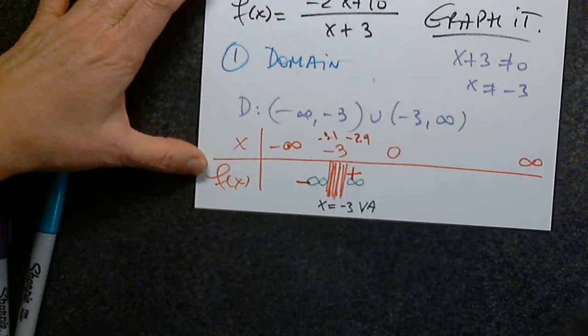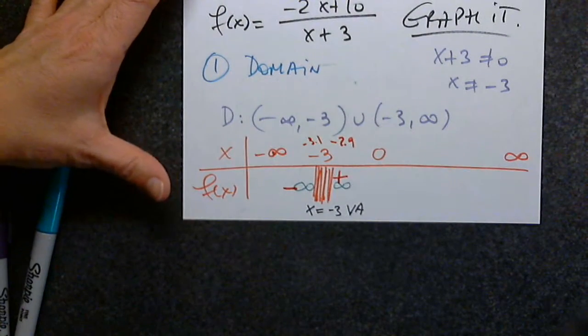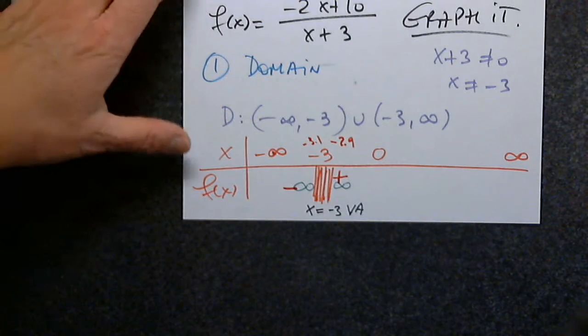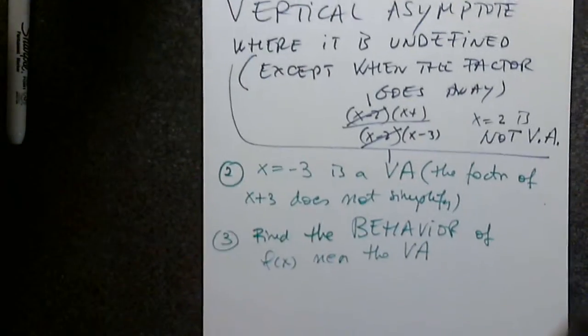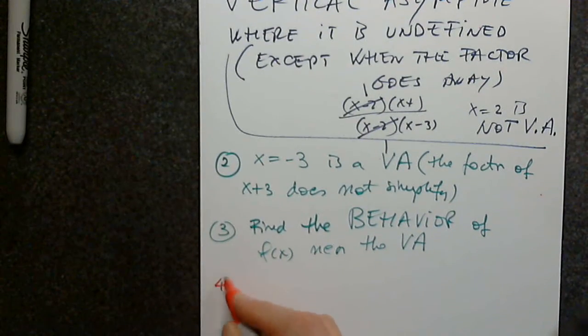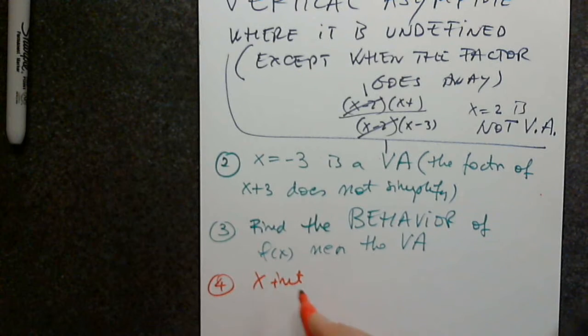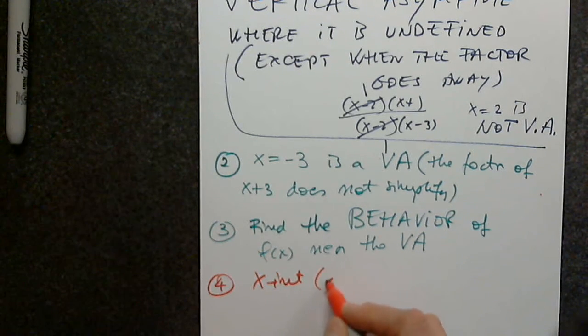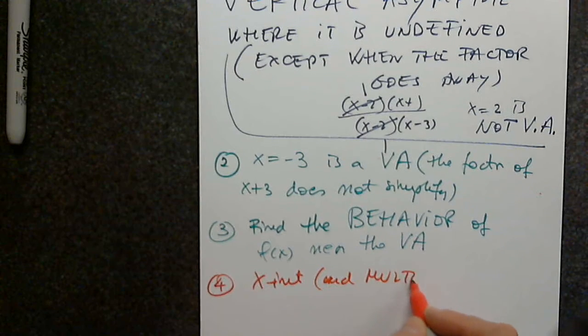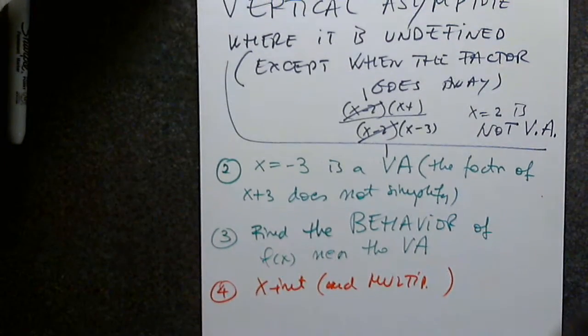Okay, bear with me. When we put everything together and we go to the second example, you'll say, oh, okay. Step number 4, x-intercepts, and of course their multiplicities. Okay, so let's look at the function.